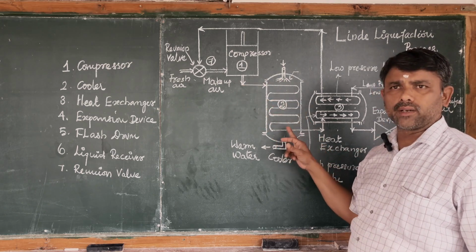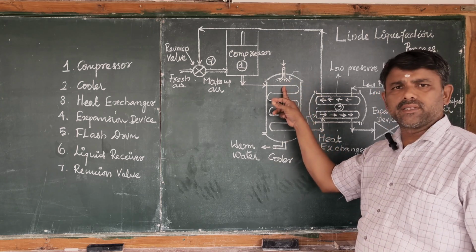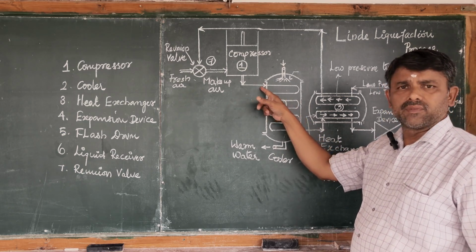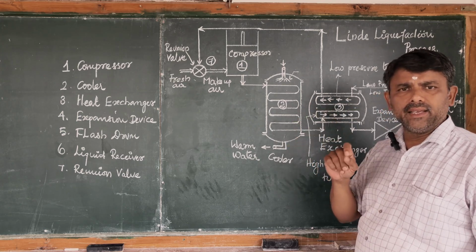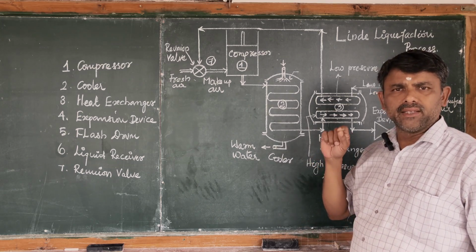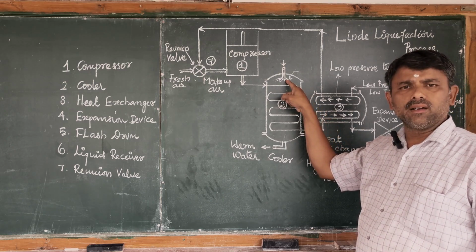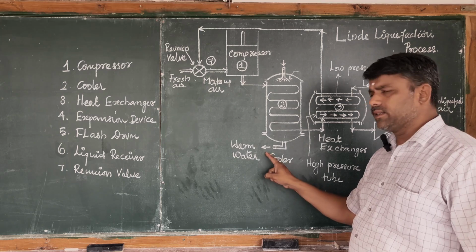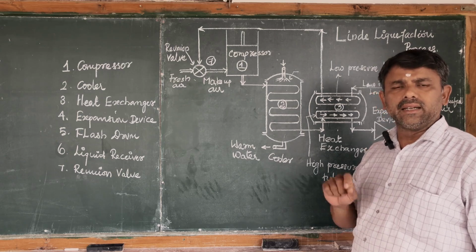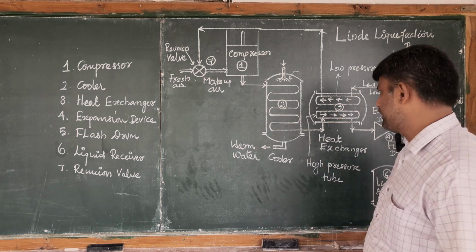The highly compressed air is fed into a cooler to decrease its temperature to a level of room temperature by spraying cold water at the top, and the warm water is rejected from the bottom. The cooler is used to decrease the temperature of compressed air to room temperature.